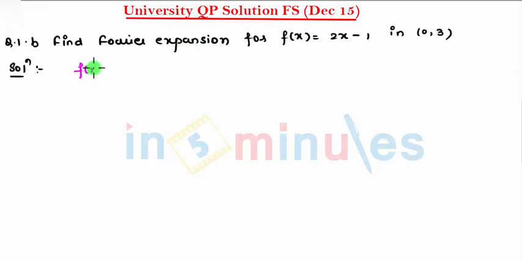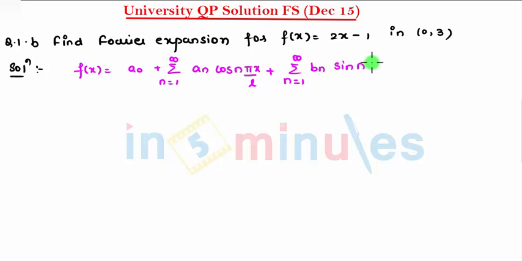So I define the series f of x is equal to a0 plus summation n equal to 1 to infinity an cos n pi x by l plus summation n equal to 1 to infinity bn sin n pi x divided by l. So I start with a0, students. a0 comes to be 1 upon 2l, integral 0 to 2l f of x into dx.